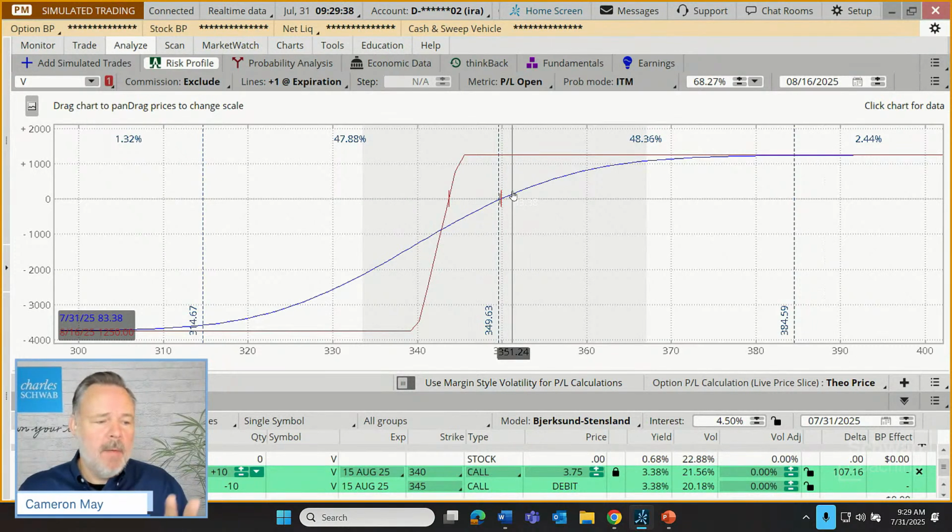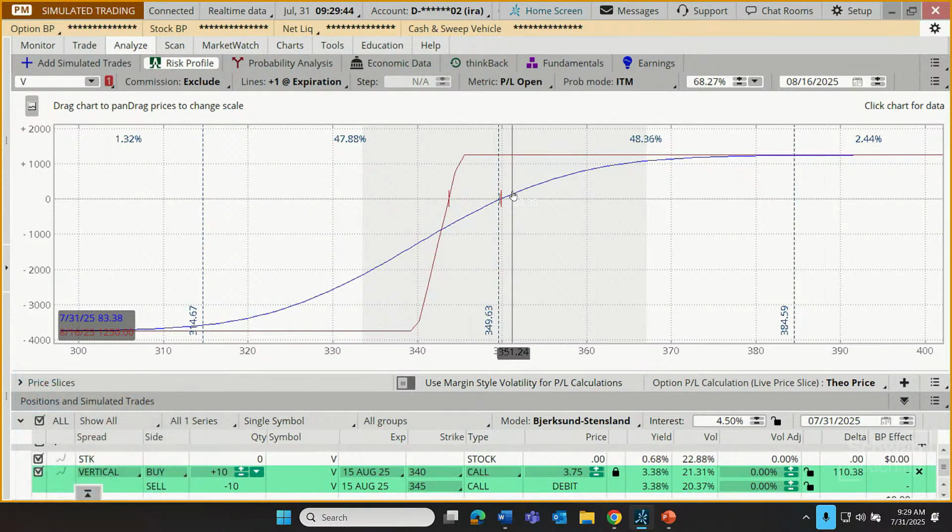Okay, so let me park your question for just a second. I just want to quickly go back through this profit loss line. Then I'm going to go back to your question. But yeah, this chart is very nifty.